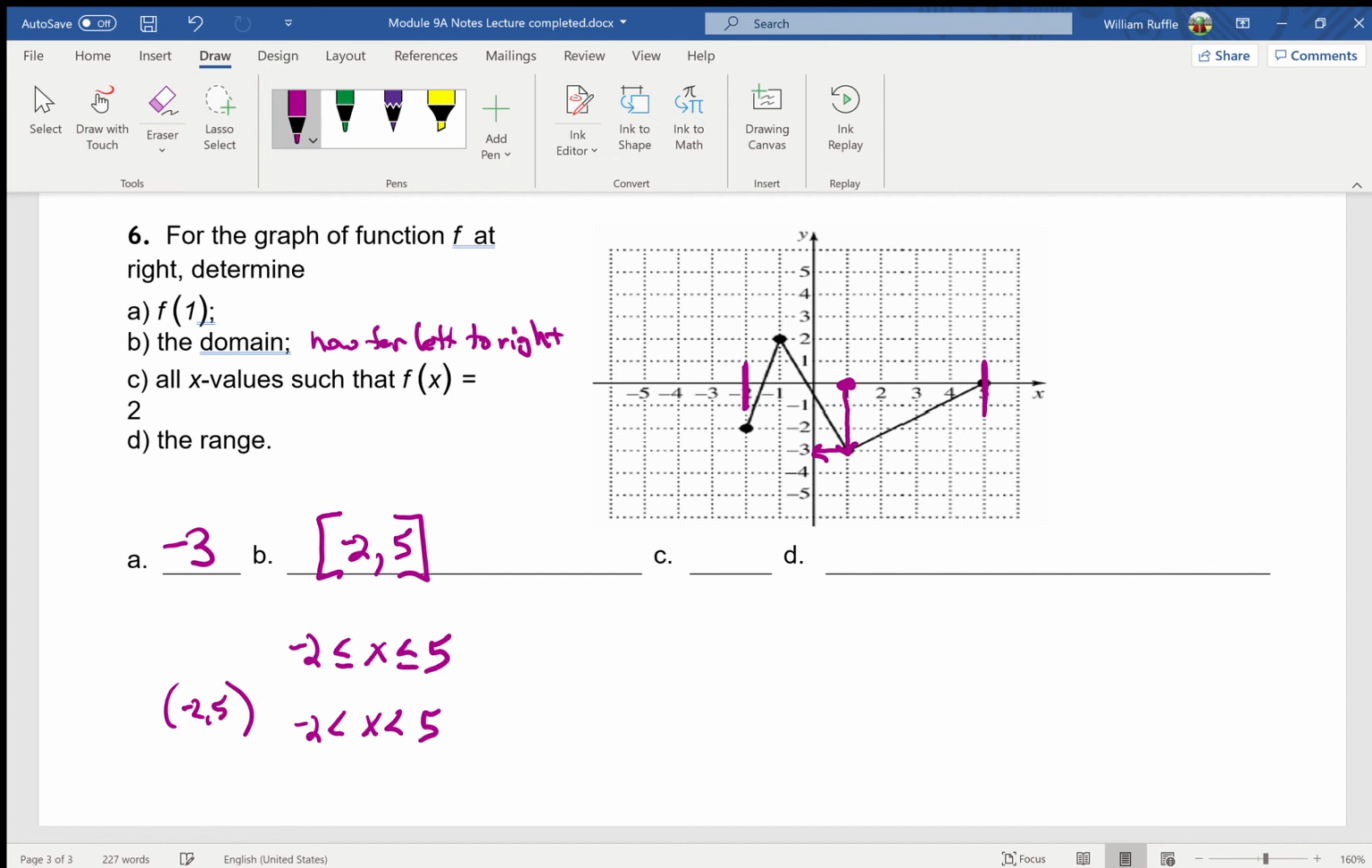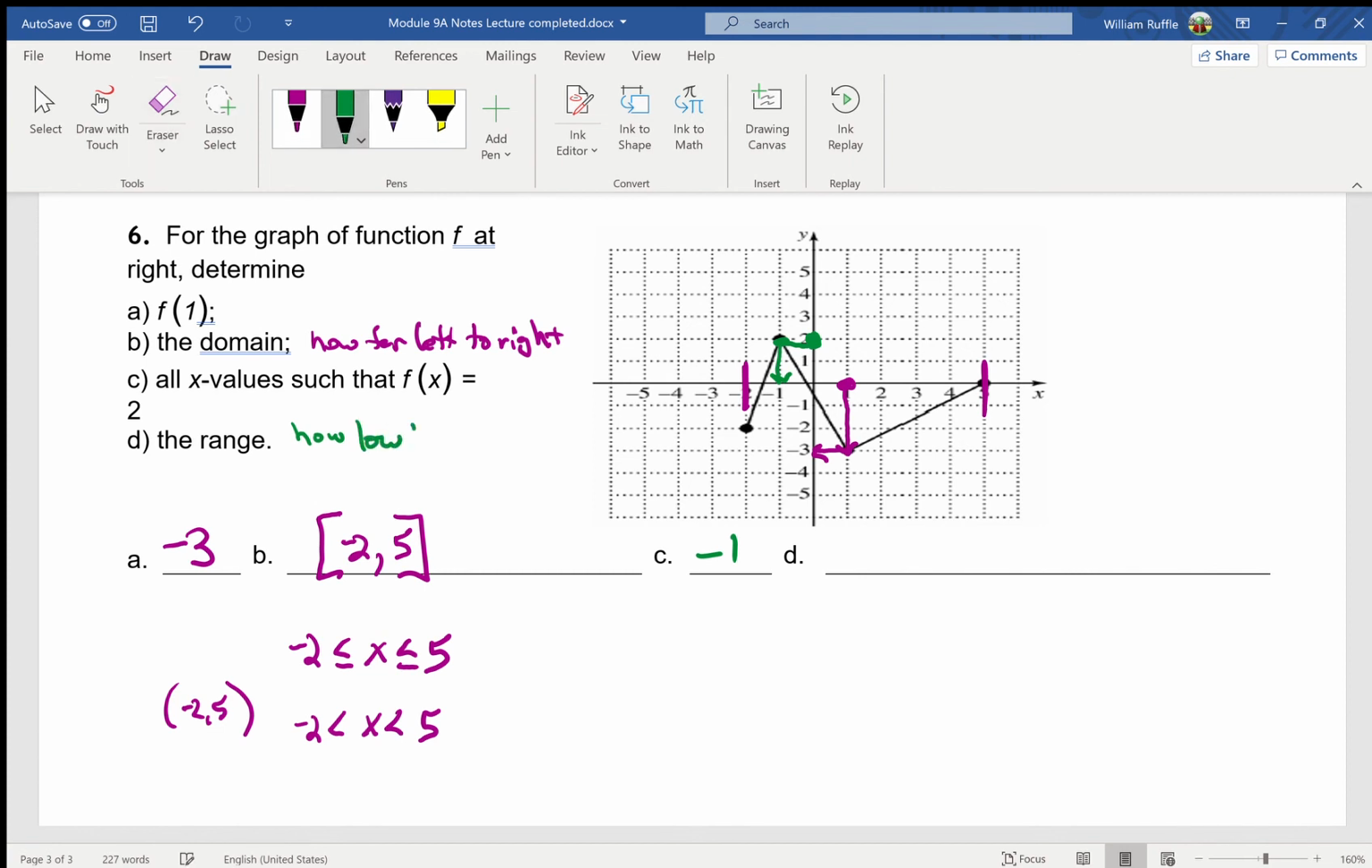Now the range, well, sorry, I skipped a step here. All x values such that f of x is equal to 2. So what that means, we're really letting y equal 2. So I'm going to do this in green. If y is equal to 2, I see the only point here is right there. If I go straight down, that's -1. So I get -1.